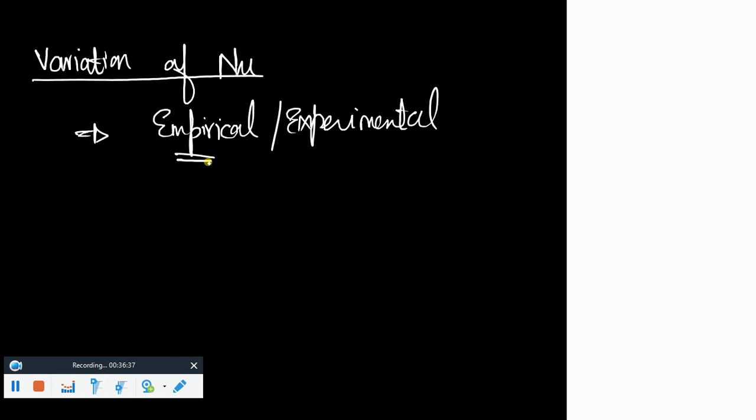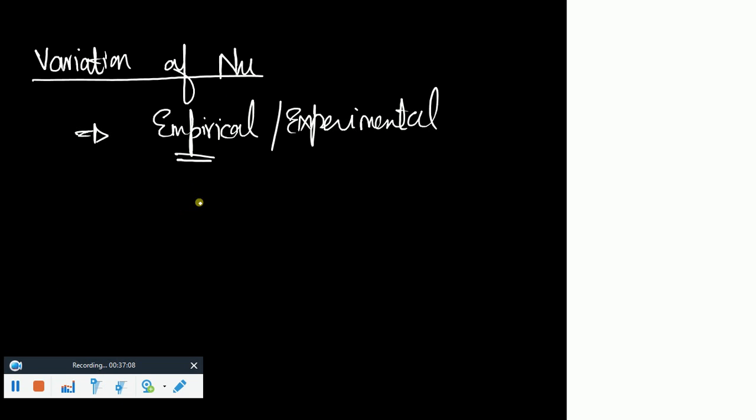Now these empirical and experimental relationships for natural convection, they are of the form, yes, it's the same thing. It's the same thing, right? Empirical is something where you have found out the values for a certain set of parameters, and then you do the curve fitting with those data points, and you come up with this relationship.